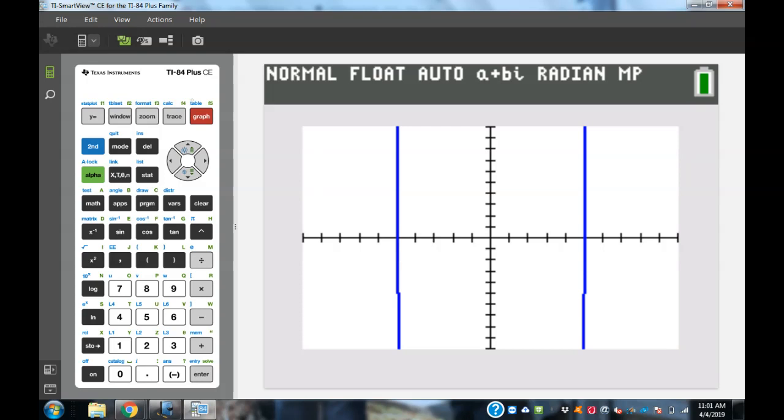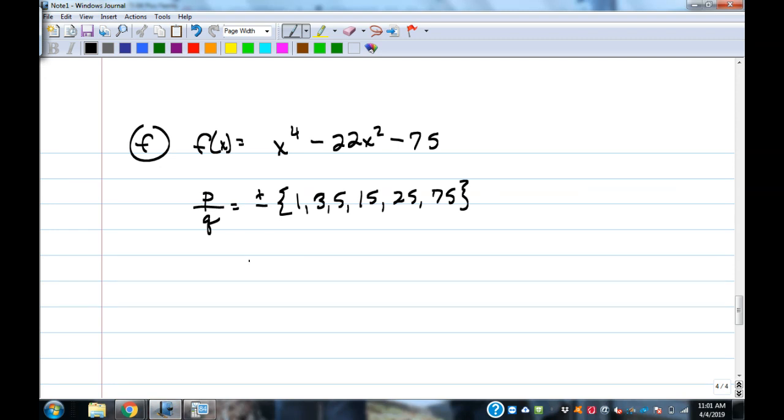Interesting. I thought it should cross the x-axis in 4 places. Let's see what's going on. So to see what's going on, let's do that synthetic division. So let's set it up. I'm going to use the +5 first because it's easier. Positives are always easier to use. So +5 on the shelf.